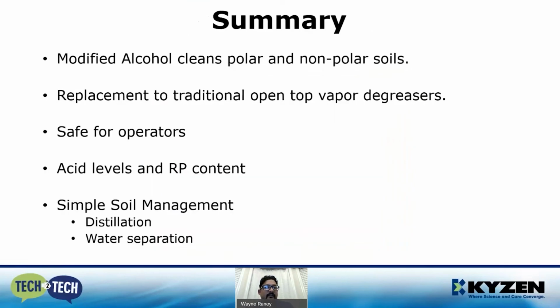Some key things to take away from this presentation: modified alcohol has the ability to clean polar and non-polar soils, which are the majority of soils. Cleaning with vacuum degreaser is an environmentally friendly and responsible way to clean, especially when put up against open top degreasers. Vacuum degreasing with modified alcohol is safe for personnel. There are ways to test for and mitigate acid formation, as well as to maintain the concentration of your RP. Soil management is simple with constant distillation and water separation.